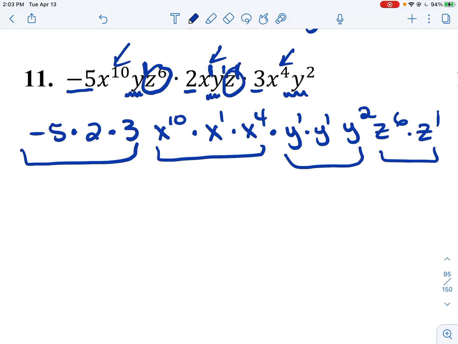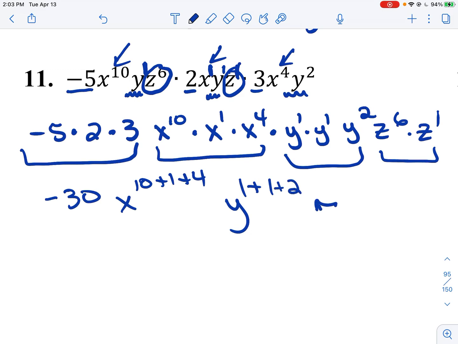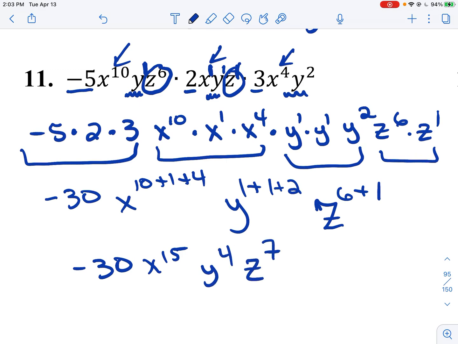Notice how I have my coefficients, I have my x's, I have my y's, I have my z's. They're all grouped together. So -5 times 2 times 3 is going to get me -30. Then I would add my exponents of the ones that have like bases. So 10 plus 1 plus 4. 1 plus 1 plus 2. Oops, my z was weird. 6 plus 1. So I get -30, x to the 15th, y to the 4th, and z to the 7th.